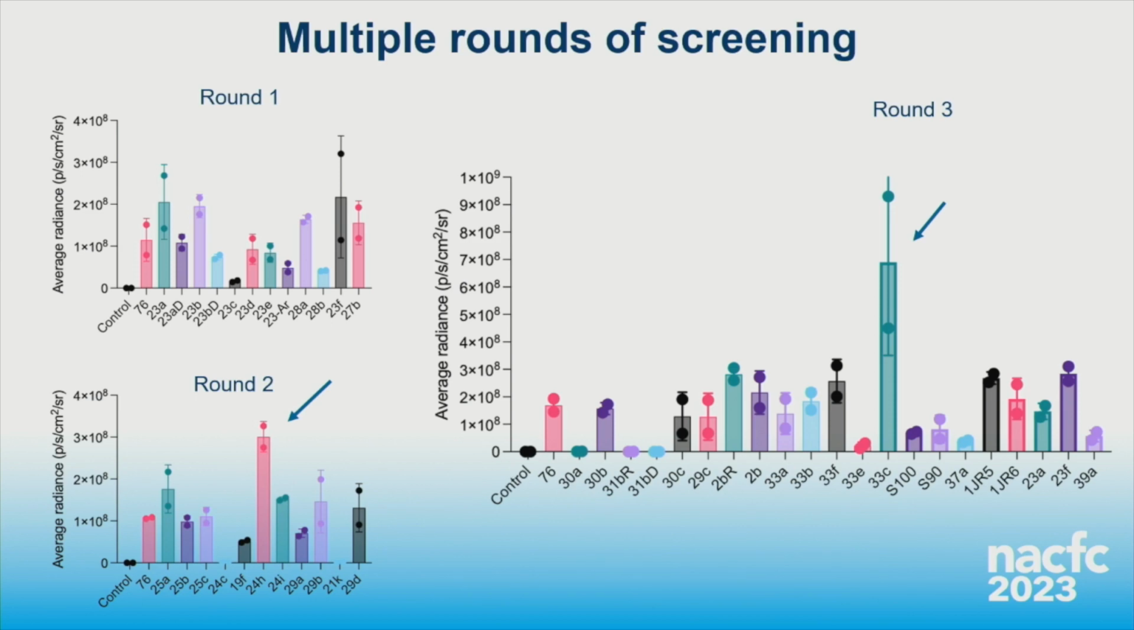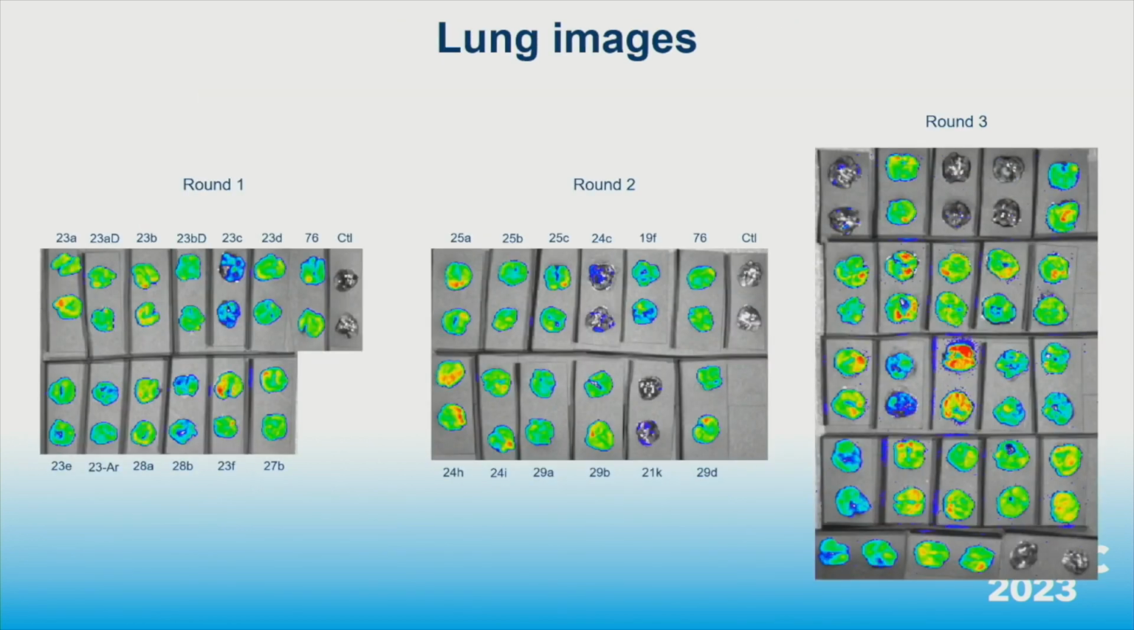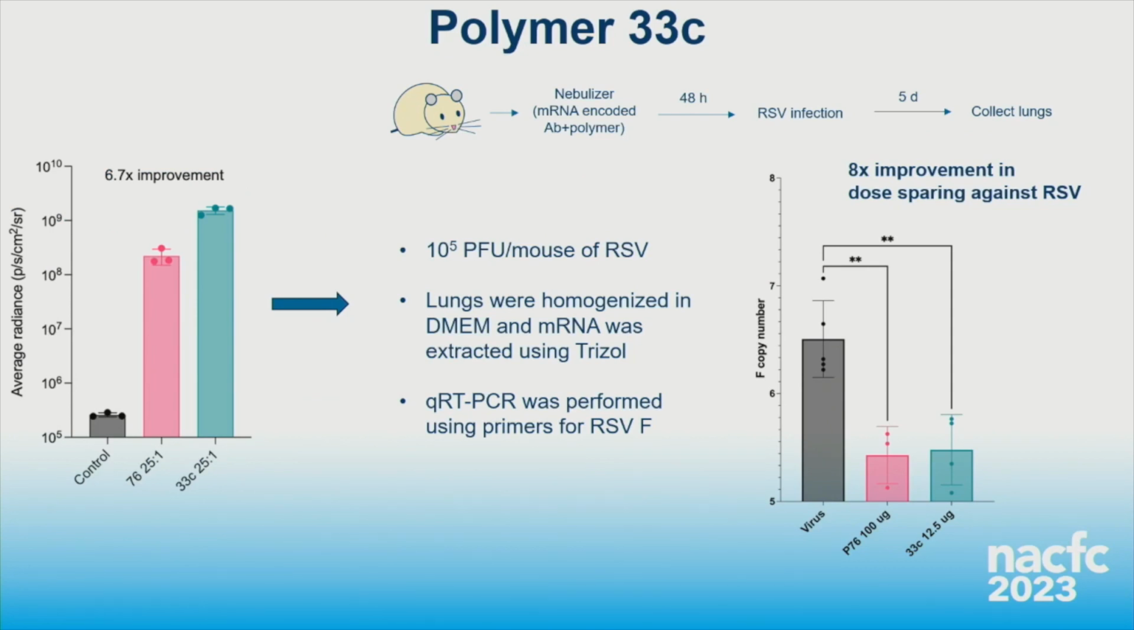And again, this is what we do a lot of, analyzing lungs. A lot of our work involves, we do some work in infectious disease. And I know this isn't directly applicable, but I think it helps. When we looked at 76 and even 33C, one of our new polymers, again, there's this improvement of about 6x in terms of our ability to express an antibody, which from my point of view, 6-fold expression increase is good.